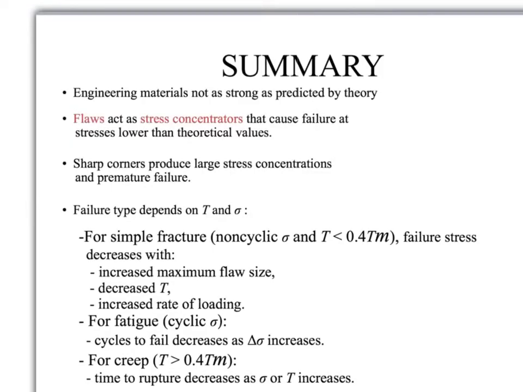So we can summarize the entire Chapter 8, even though we only went through a couple of the last sections. But the whole thing's on failure. The first point is that engineering materials are not as strong as they're predicted by theory. And the reason for that is because flaws act as stress concentrators that can cause failure at stress lower than theoretical values, and those are the stress concentrators that we talked about, like grain boundary separation, voids, cracks, and cavities, and some of those concepts are mathematically introduced earlier in the chapter. And the same goes for sharp corners that produce large stress concentrations and premature failure. Those are also stress concentrators.